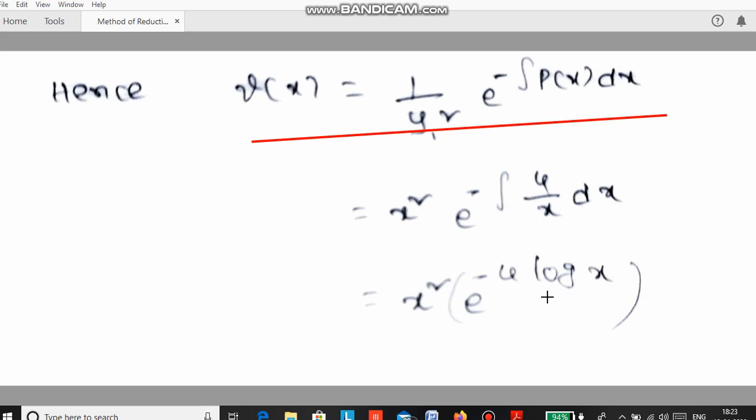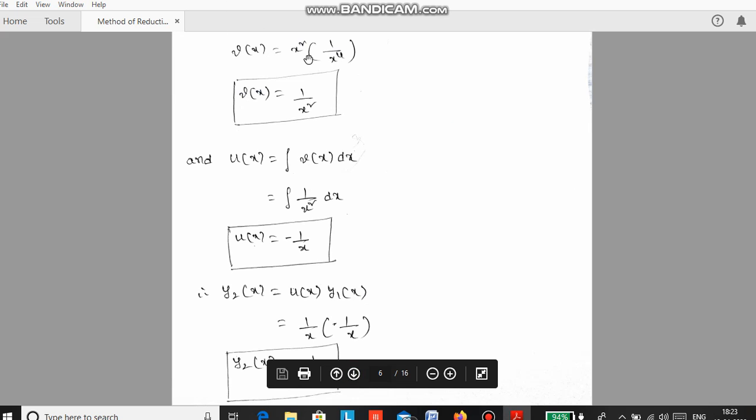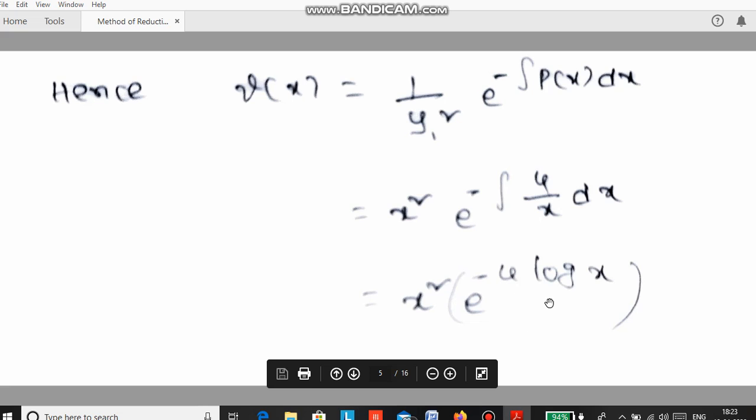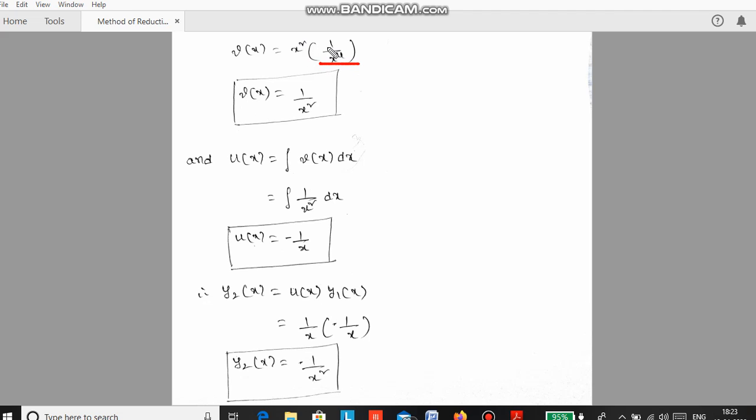Now simplify this one. v of x is equal to x square into e power minus 4 log x, which can be written as e power log x power minus 4. x power minus 4 means 1 by x power 4. So e power log 1 by x power 4 becomes 1 by x power 4. So v of x is equal to x square into 1 by x power 4, which becomes 1 by x square. So v of x value is 1 by x square.